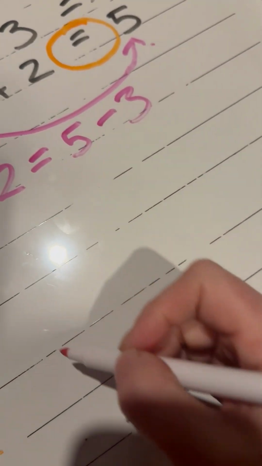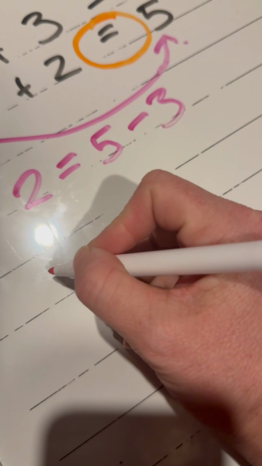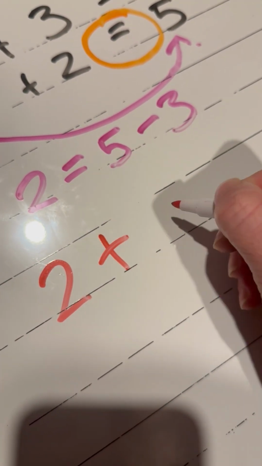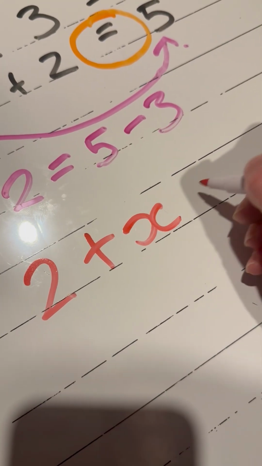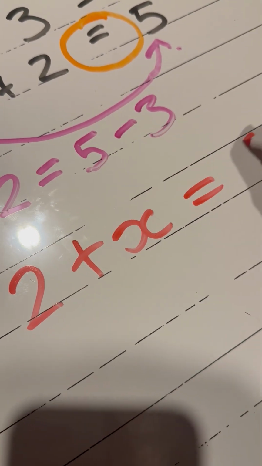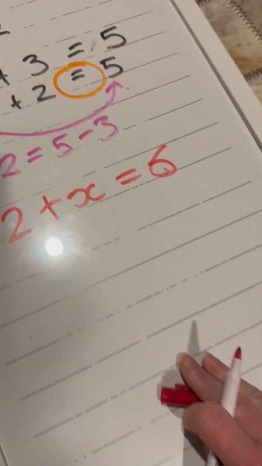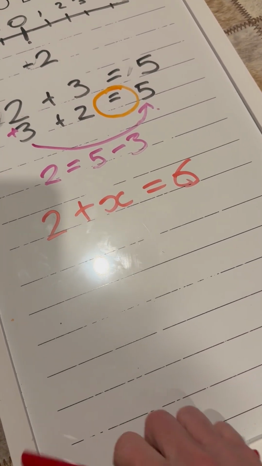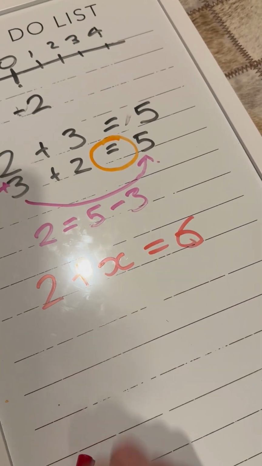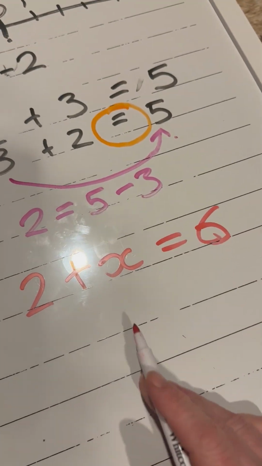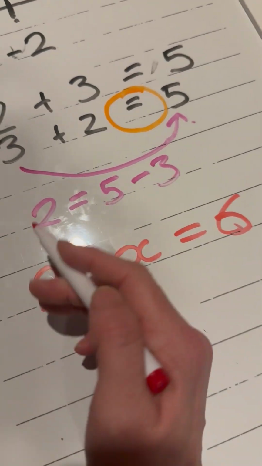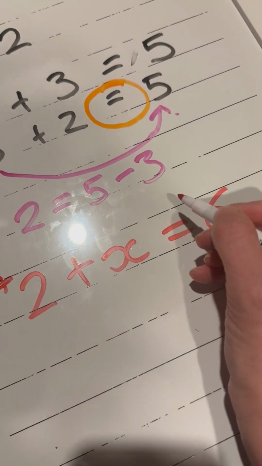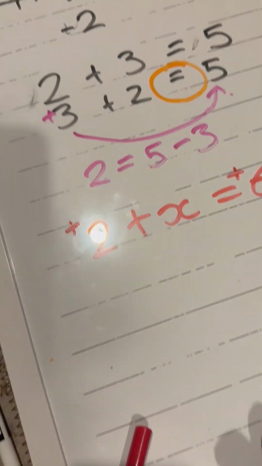So for example, if I said to you that 2 plus x is equal to 6. X is the unknown. X is what we want to find out. So we need to get x by itself. So in this equation, our 2 is actually a +2. Our x is a +x. And our 6 is a +6.